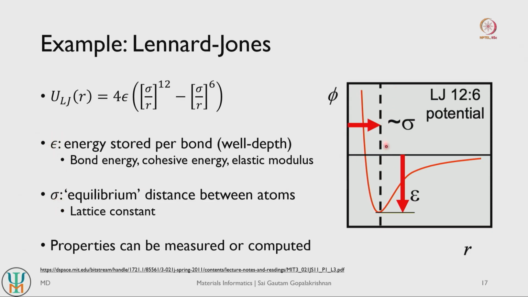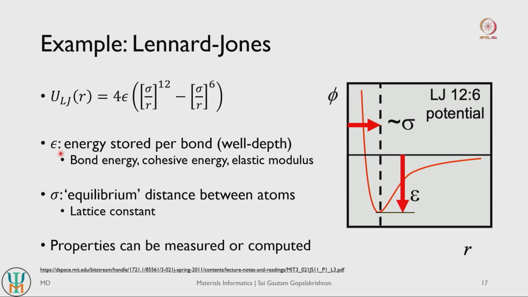And sigma basically is the interatomic distance or interparticle distance at which your energy is at the minimum, right, and if your energy is at the minimum, then your system is at equilibrium, right. So this basically corresponds to the equilibrium distance between atoms, right. So if you know the equilibrium lattice constant of your given structure, then you already know the equilibrium distance between atoms, so you can basically determine your sigma in a straightforward fashion.